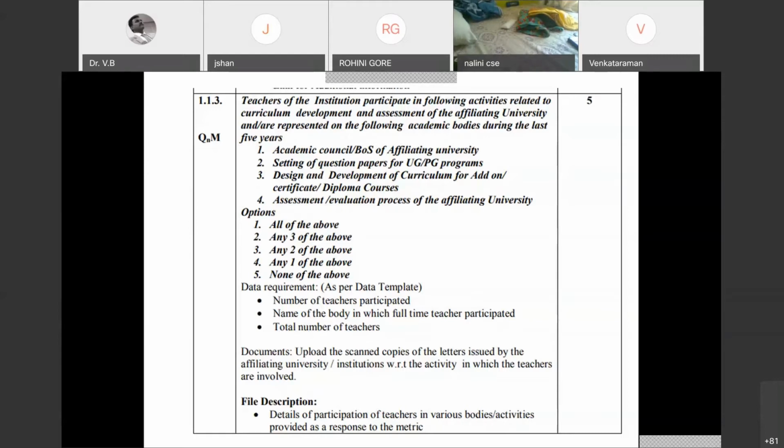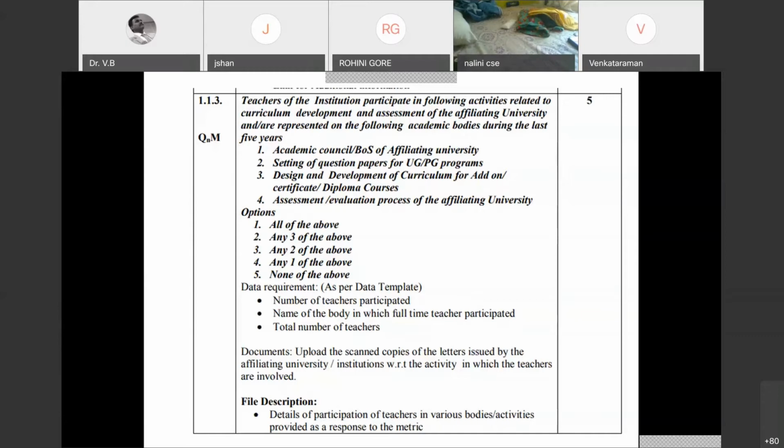So let me just repeat. In the case of academic council and board of studies, the letter issued by that university appointing the staff member. Number 2 is setting of question papers. Again, the corresponding staff member would have got a letter or an email. So that would be the supporting document for that. Same thing applies to point numbers 3 and 4.